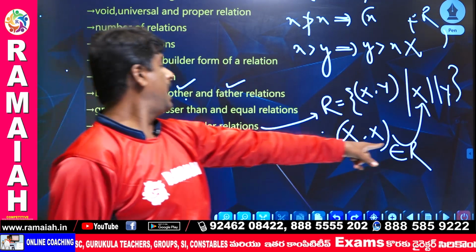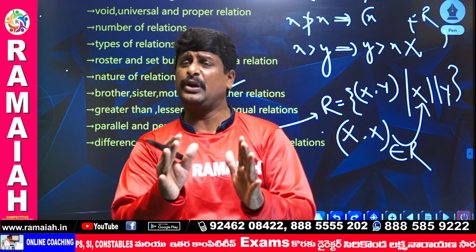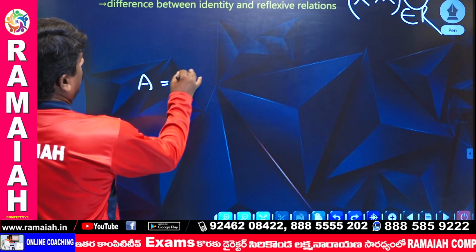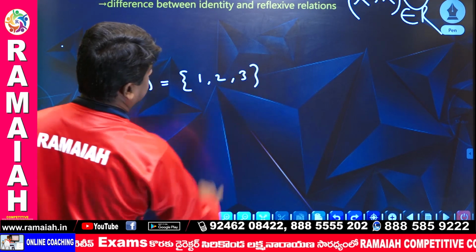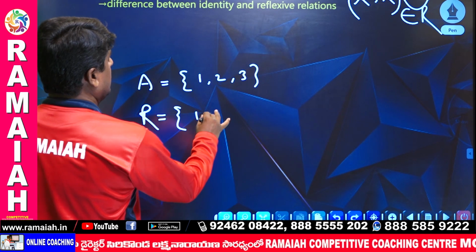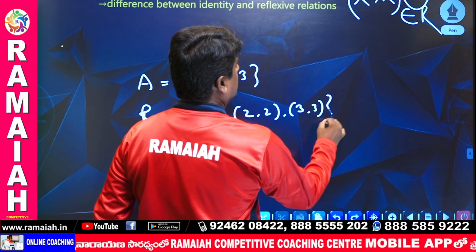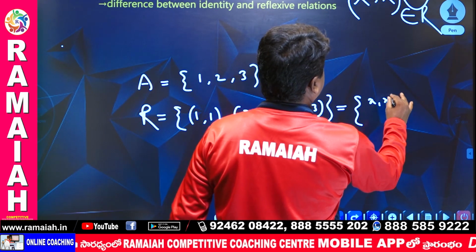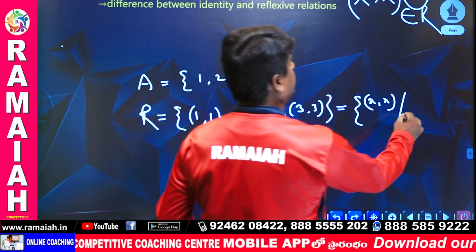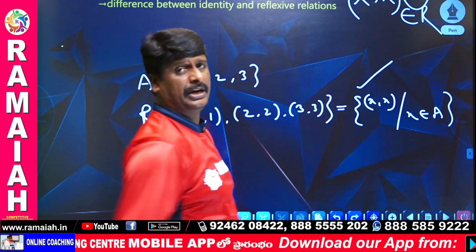Difference between identity and reflexive relations. Identity and reflexive will look the same. Okay, see here, whenever capital A is equal to the set {1, 2, 3}, R is a relation defined on capital A: (1,1), (2,2), (3,3). See, this is a relation containing elements all in the form (x, x) such that x belongs to A. This is an identity relation.